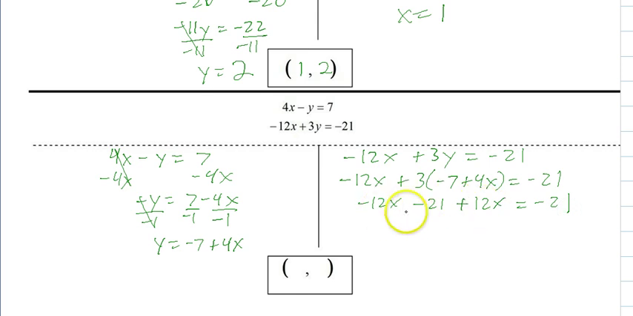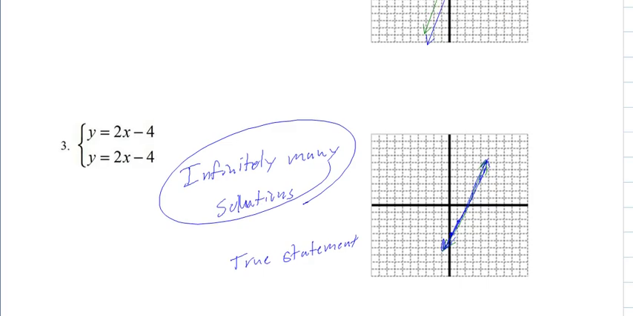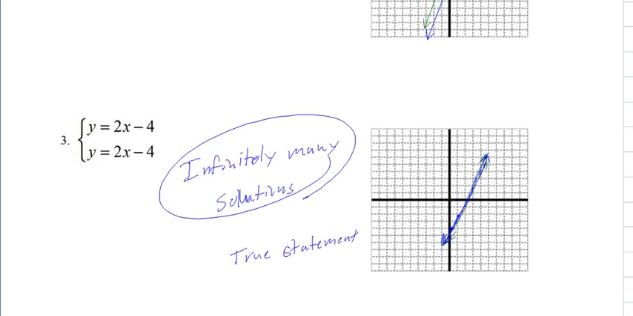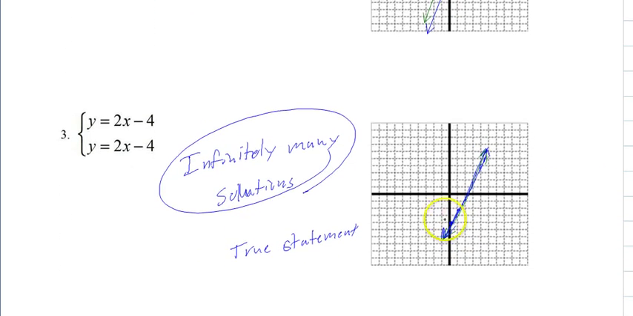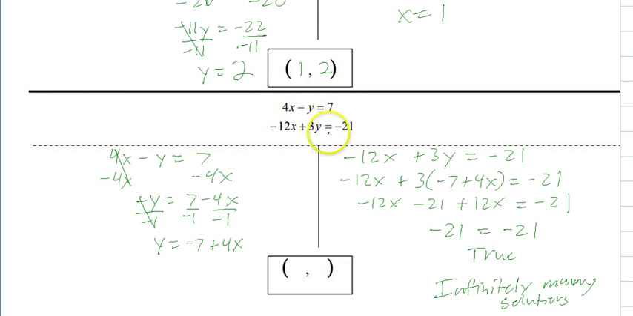Okay, so 12x minus 12x is 0. So minus 21 equals minus 21. Now, is that true or false? That is true, which means we have infinitely many solutions. So going back to the graphing, remember, if you get a false statement, it means they're parallel, there's no solution. If you get a true statement, it means they're the same exact line, there's infinitely many solutions, which is what we have here. These are actually the same line.